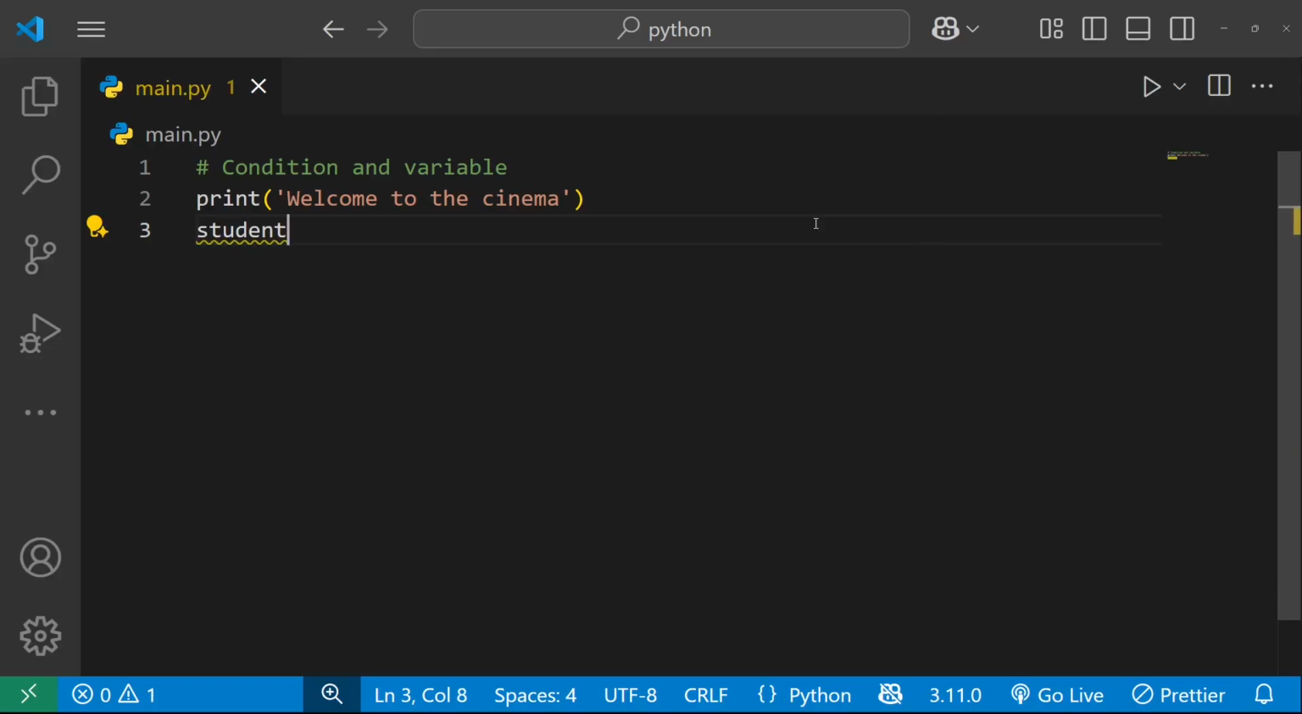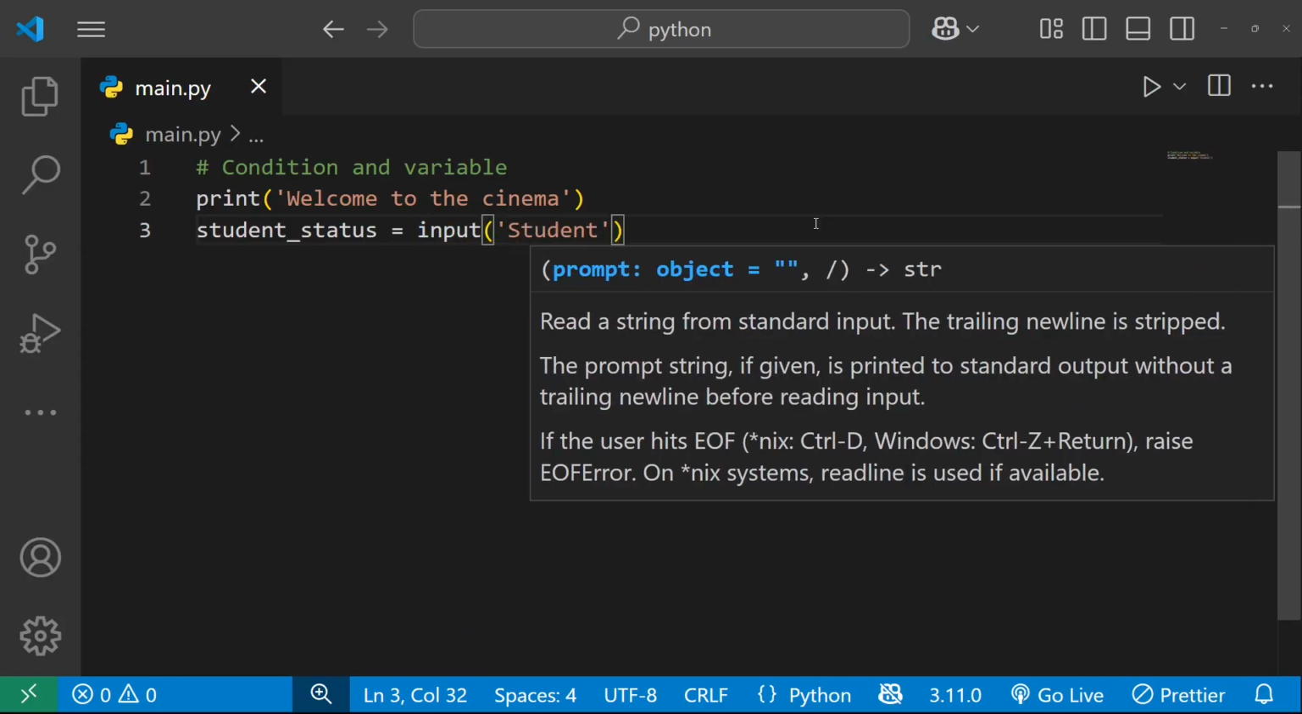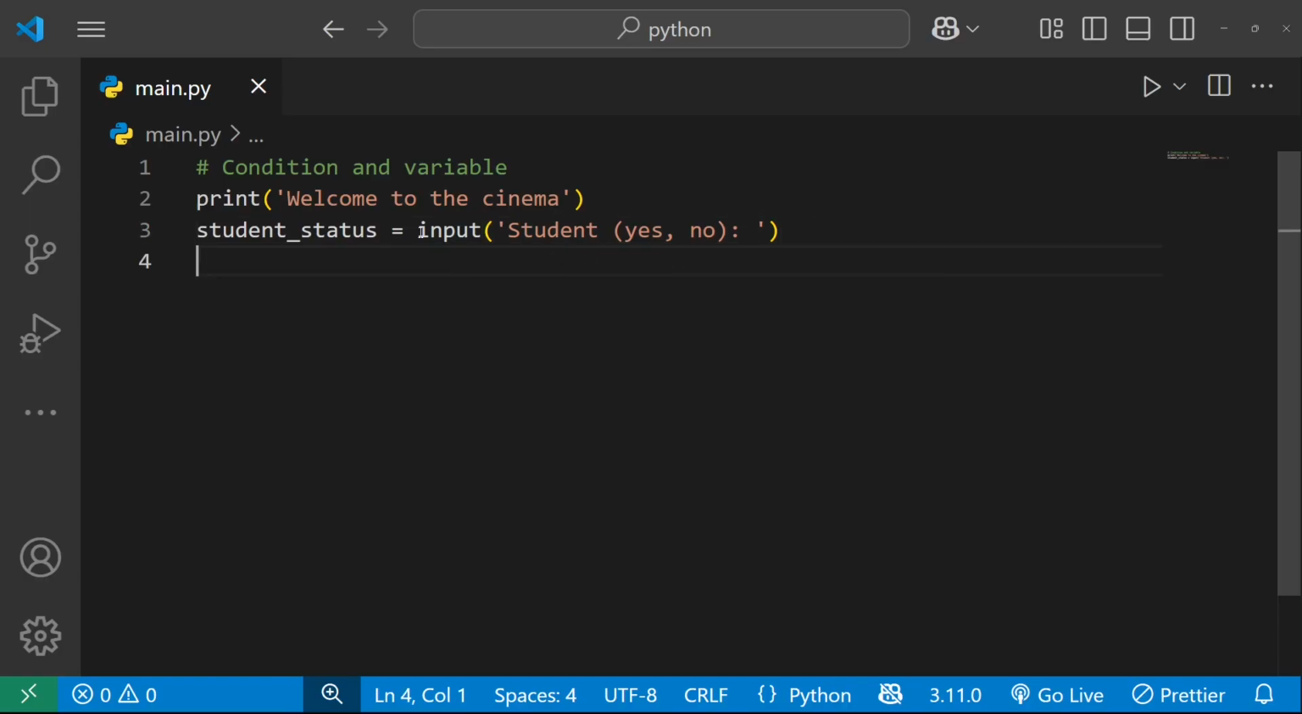The first will be student status. We've already done it. Input, and I will write just student, yes or no, and a space. So with input, we ask the user if he or she is a student or isn't. And after that, I would like to ask about club member.